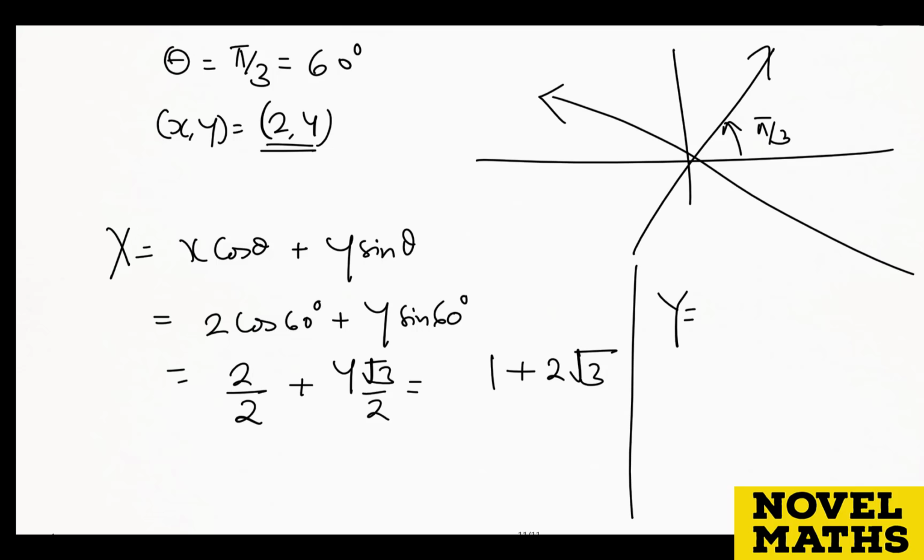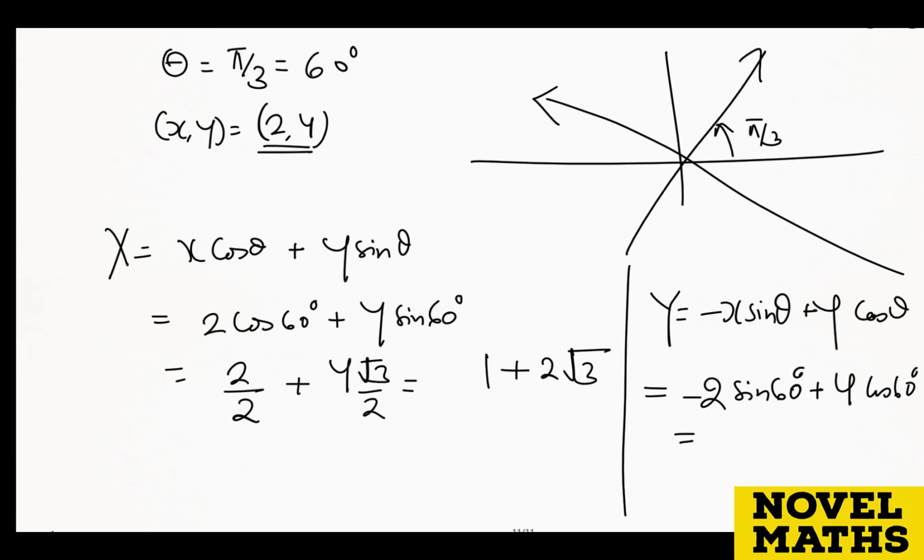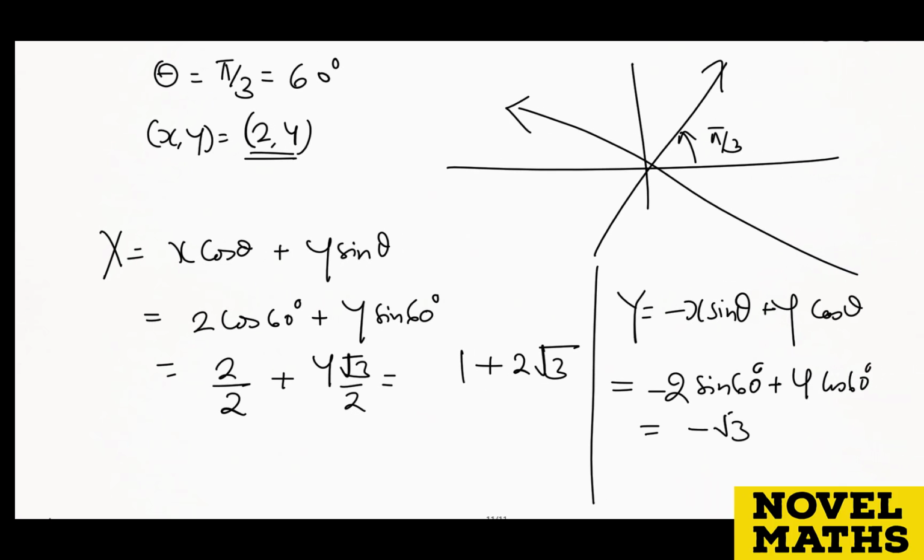Y is what? Negative x sin theta plus y cos theta. Since we are starting, I'm just trying to give one basic question before we move to a little bit tougher ones. 2, 4, cos 60 degrees, you can solve it. So this will be negative 2 root 3 plus 4 by 2 is 2. So the new coordinate will be 1 plus 2 root 3 and negative root 3 plus 2.